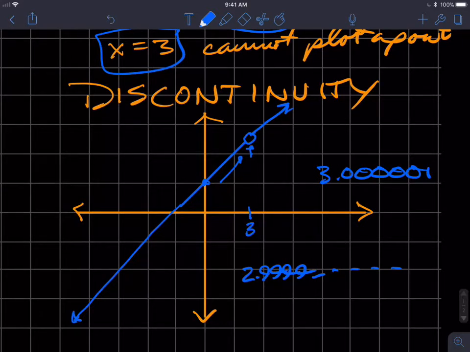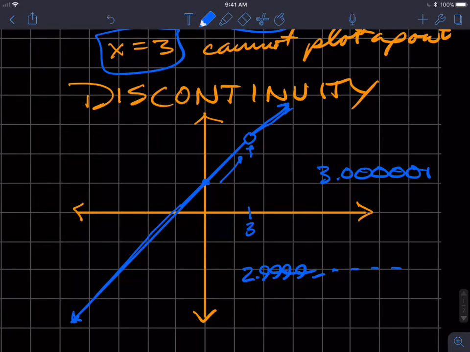I cannot put my pencil down and connect all the points on both sides of that. I have to pick my pencil up, jump that gap, and keep drawing. So that's why the function is called discontinuous. I cannot draw it continuously with a pencil. It's not really about the pencil, but you get the idea. That's another way to think about it. And so there's this hole or discontinuity.